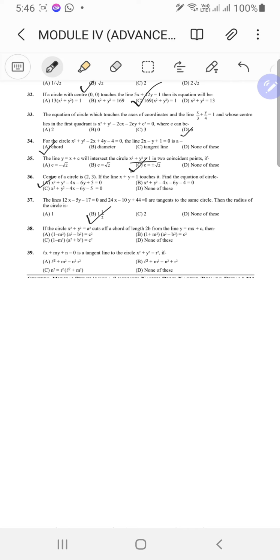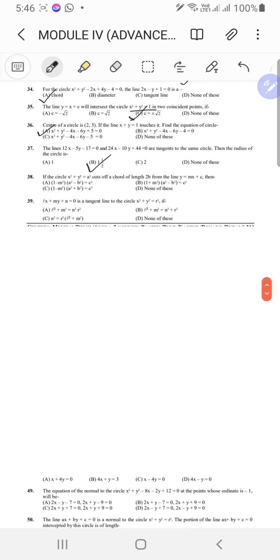So yeah, 1.5. If the circle x squared plus y squared equal to a squared cuts off a chord of length 2b from the line y equals to mx plus c, then. So this circle cuts off a chord of length 2b from this line, then this is weird, y equal to mx plus c. I guess we just have to deal with the perpendicular distance in this case because there's no other way to be doing this.